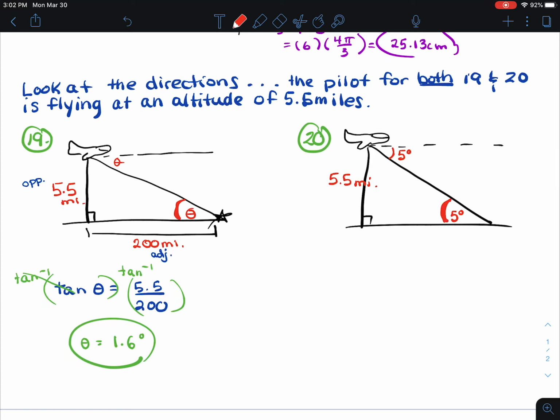Okay, the question is, at an altitude of 5.5 miles, which they repeated that again even though that was given up here in the problem, what is the minimum distance? And look at what's in parentheses there, guys. It says measured on the ground. So they want this distance here, measured along the ground, that the pilot should begin his descent towards the airport.